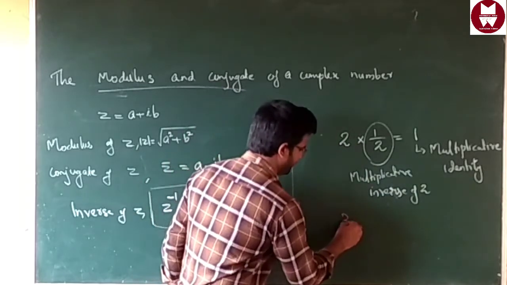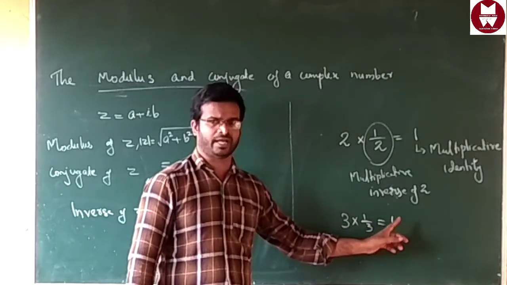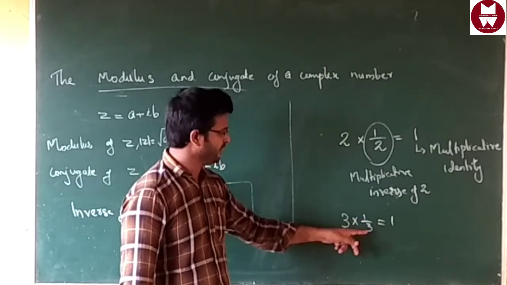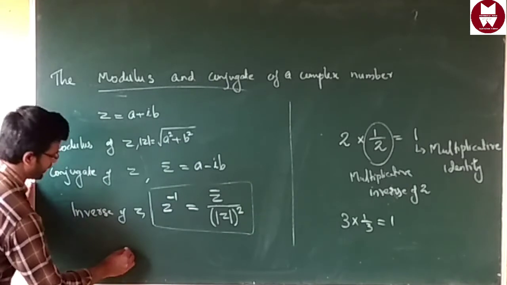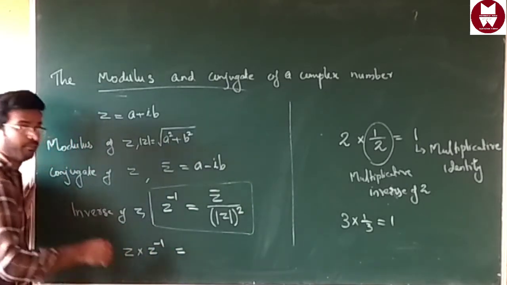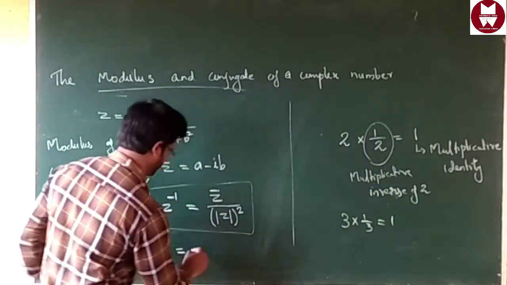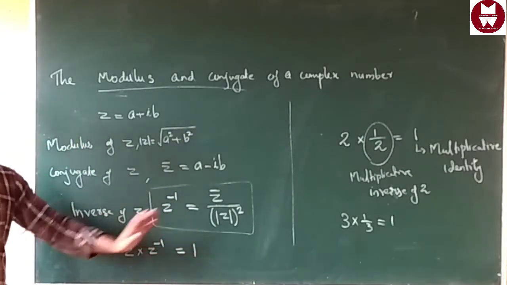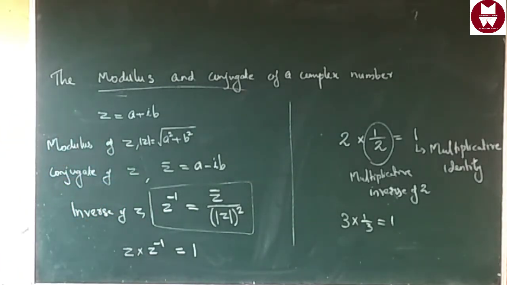Same like that, 3 into 1 by 3, what will you get? 1. 1 is the multiplicative identity. Then this 1 by 3 is known as the multiplicative inverse of 3. Same like that, here also if you multiply z and z inverse, you will get the multiplicative identity. What is the multiplicative identity? That is 1. If you multiply z into z inverse you will get 1. Then just pause the video and write it down in your notebook.